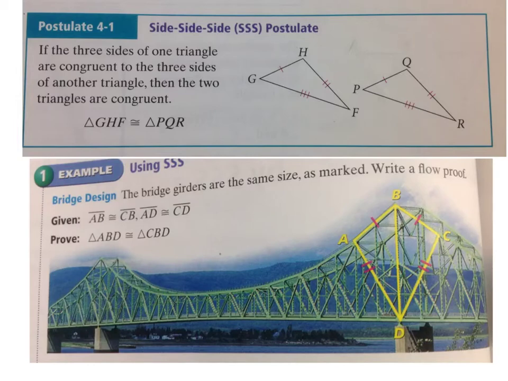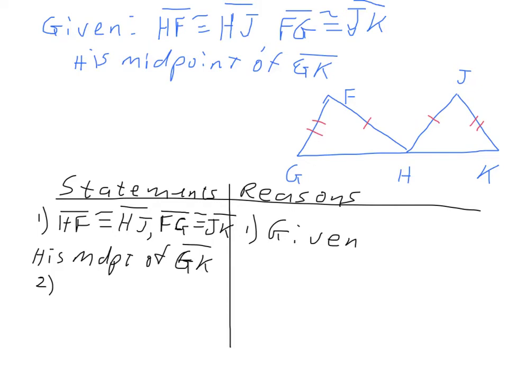Now if we look at example 1 and we're trying to prove that triangle ABD is congruent to triangle CBD, they've given two pair of sides to be congruent. How are we going to get the last pair of sides congruent if we're trying to prove this using SSS? We would simply say BD is congruent to itself by reflexive property, because as you remember, anything is congruent to itself by reflexive property.